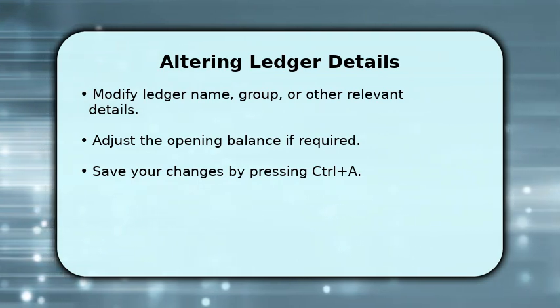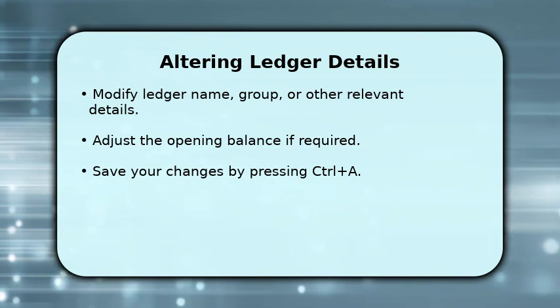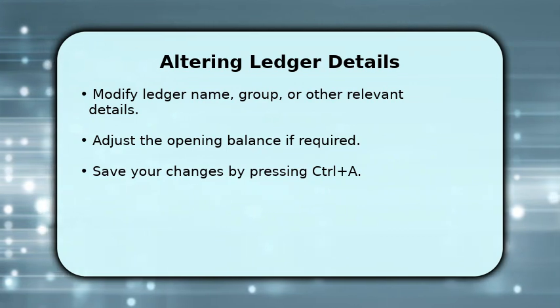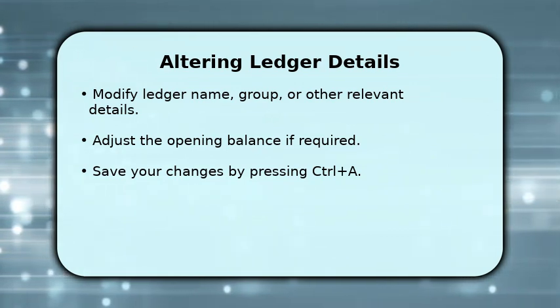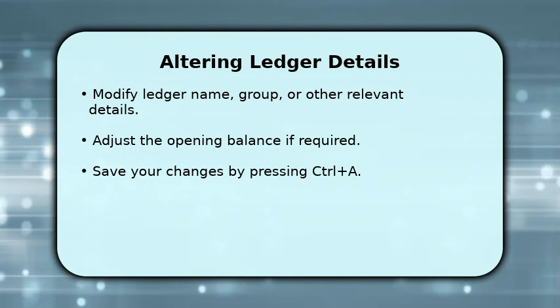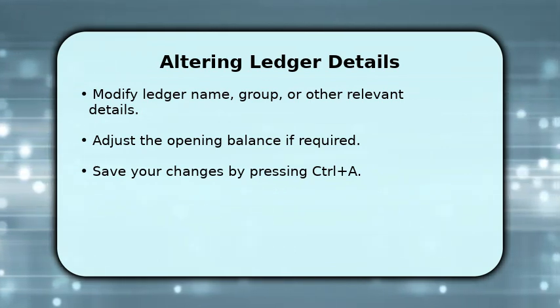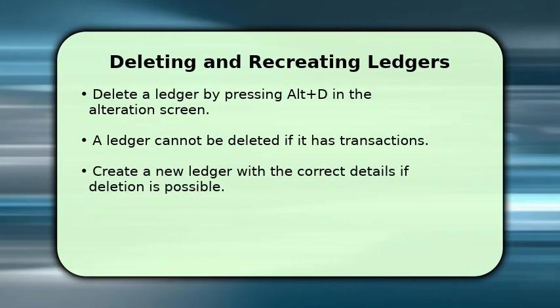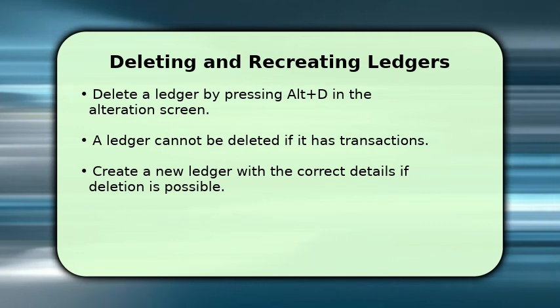If needed, you can also adjust the opening balance, but note that the closing balance for stock in hand cannot be changed manually. After making all your desired modifications, simply press Ctrl+A to save and accept the changes. If you need to completely replace a ledger, you might consider deleting it and creating a new one. To delete, open the ledger in the Alteration screen and press Alt+D.